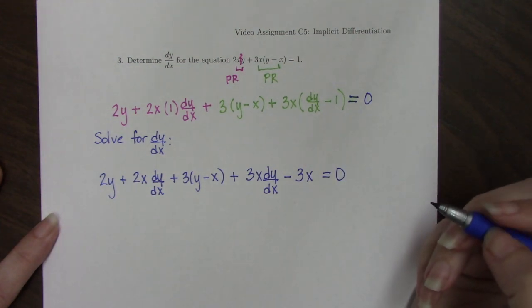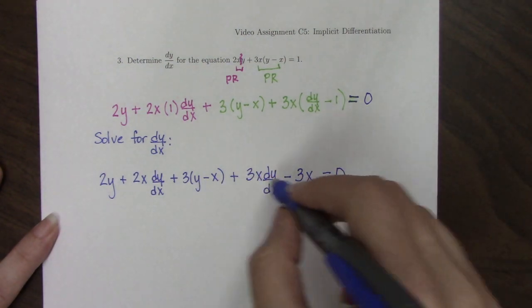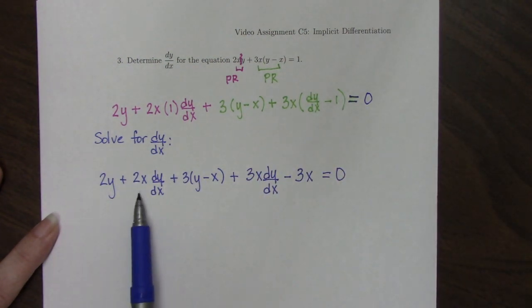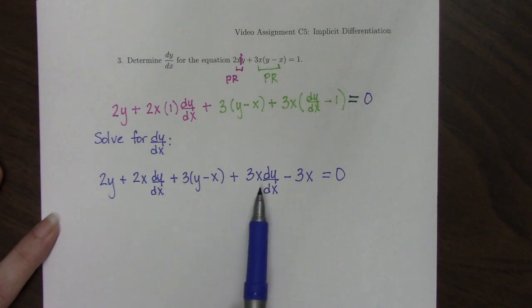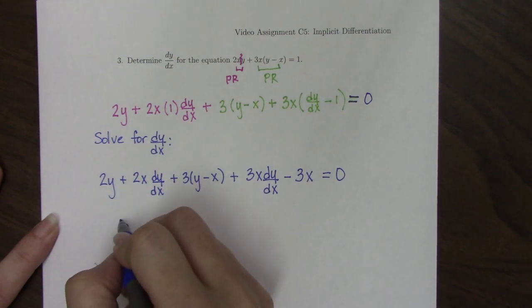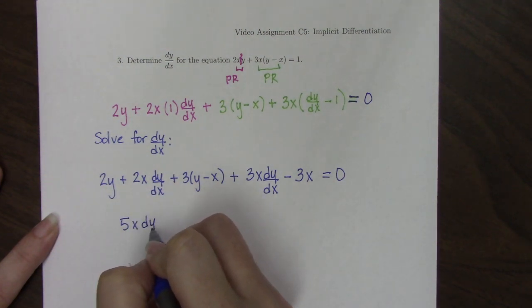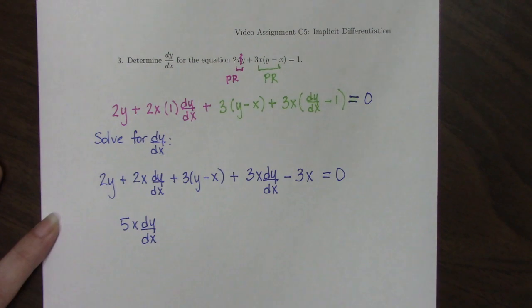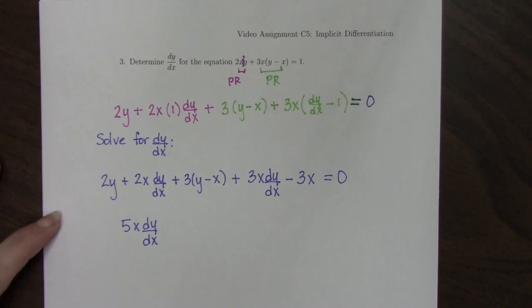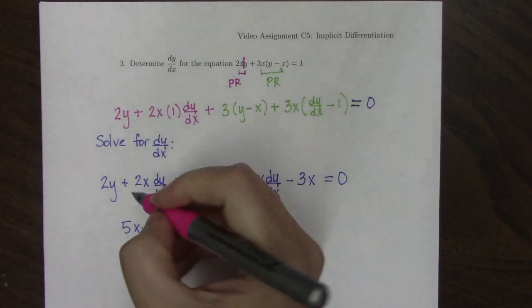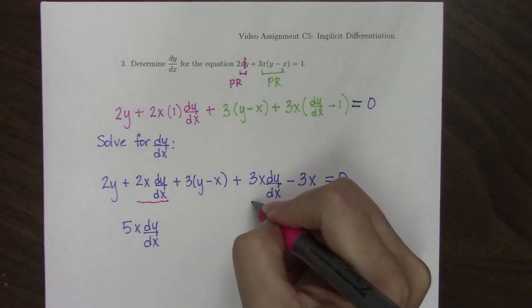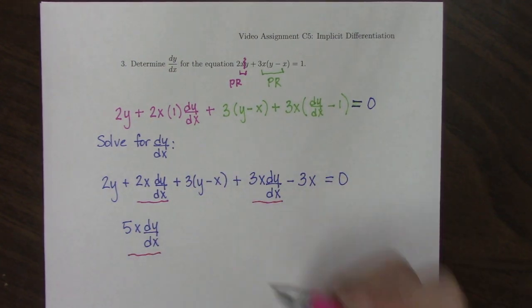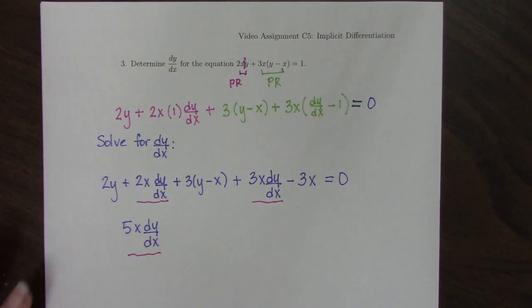Now I'm going to see if I can combine anything together. And if I look at this, I have a 2x dy dx and a 3x dy dx. So those two terms will actually combine together and become 5x dy dx. So this term and this term added up to give me this term.